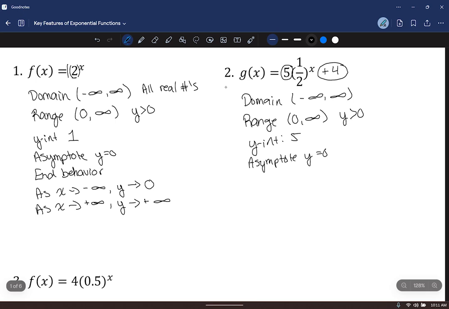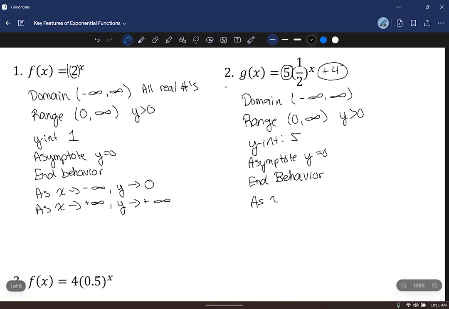And that's another thing. If your asymptote is at 0, but you add 4 to your entire equation, everything shifts up 4. So if your asymptote was at y equals 0 and I add 4 to that, now my asymptote is at y equals 4. All right? So let's talk the end behavior.